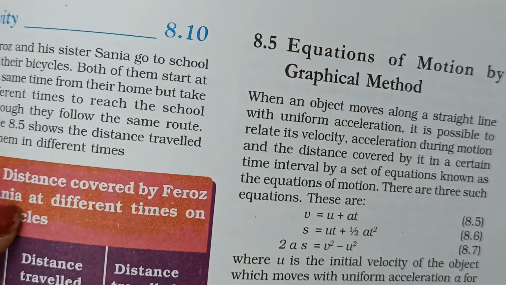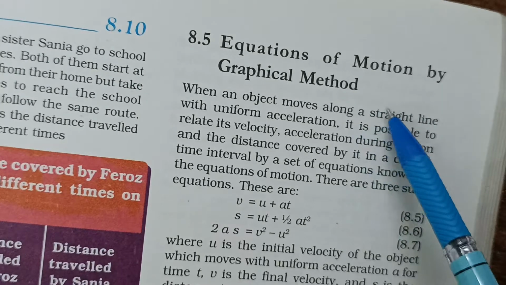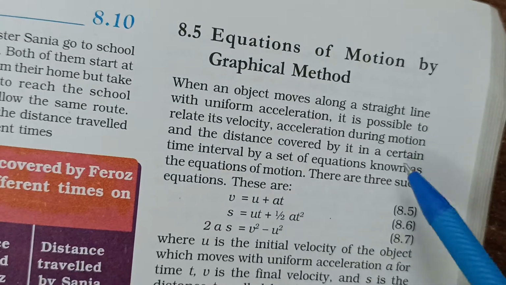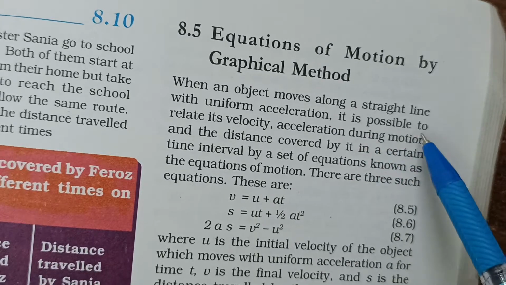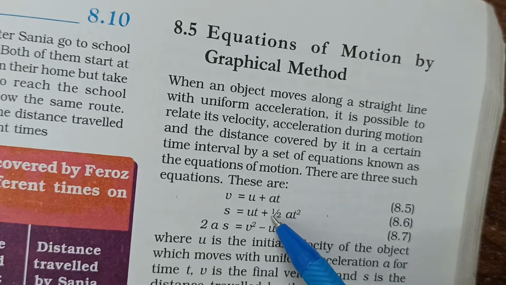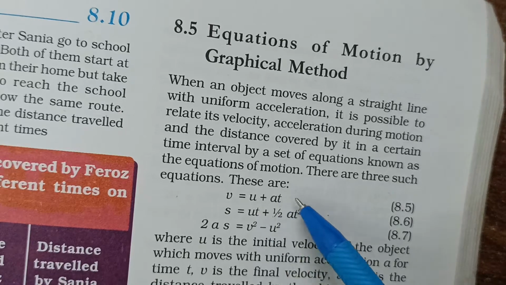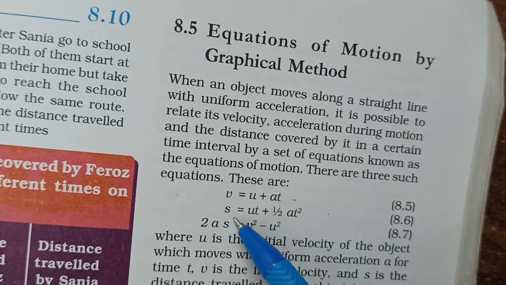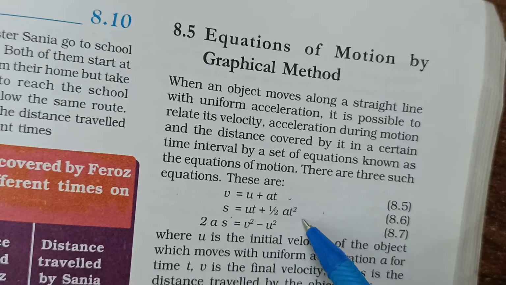Good morning, students. Today we will start with a new topic, equations of motion by graphical method. Now, for uniformly accelerated motion, the body is described by three equations known as equations of motion. And these three equations are v equals u plus at. Second equation of motion is s equals ut plus half at square.